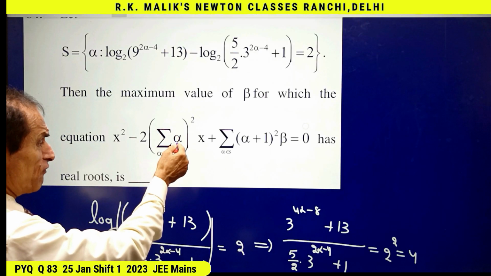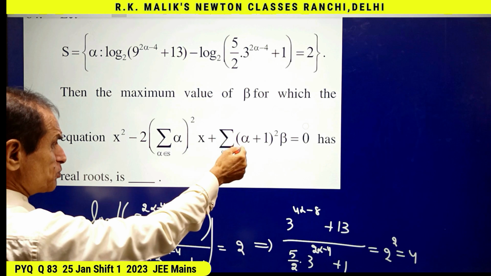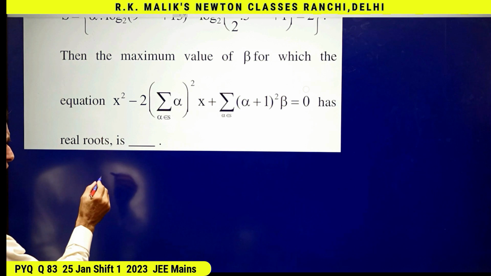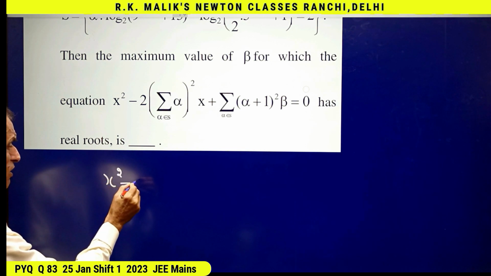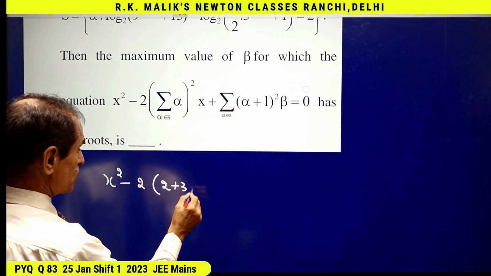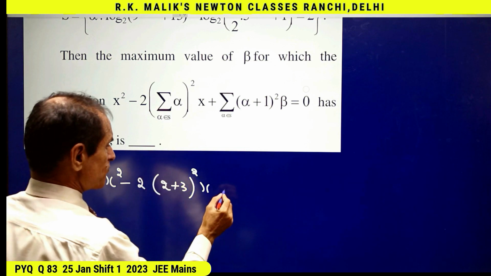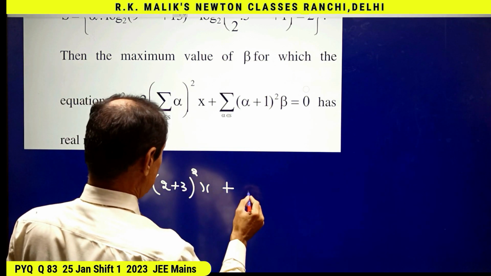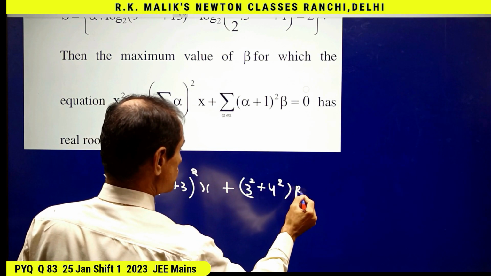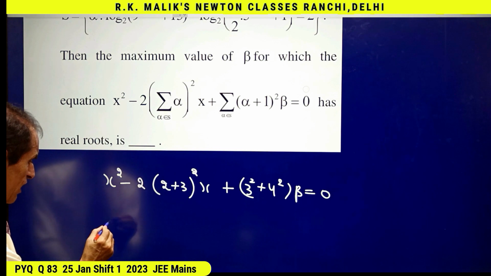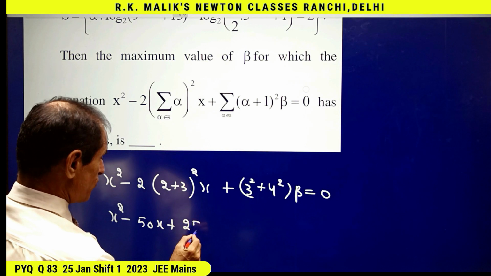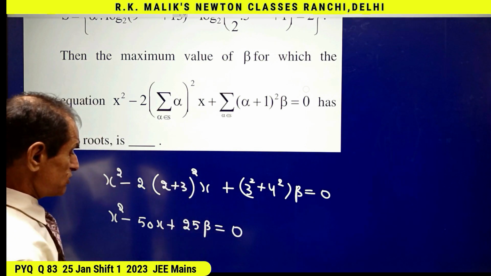Therefore, the value of sigma alpha becomes 2 plus 3, and sigma alpha plus 1 whole square becomes 3 square plus 4 square. Therefore, putting the values, I get x square minus (2 plus 3) whole square x plus (3 square plus 4 square) into beta equal to 0. That is x square minus 50x plus 25 beta equal to 0.